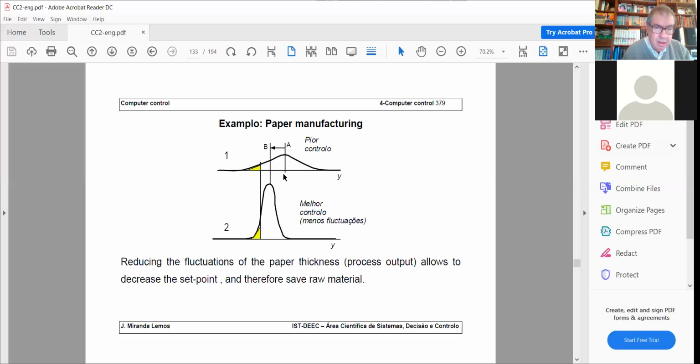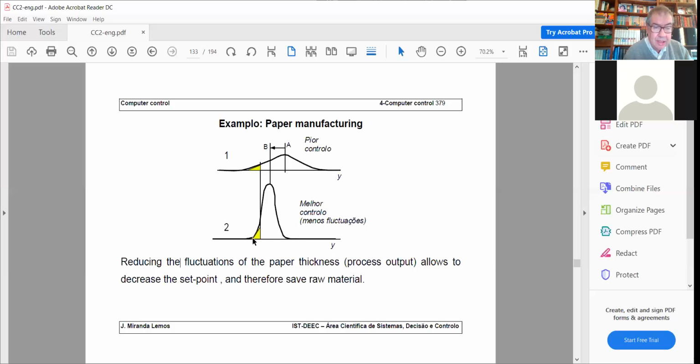So the worse your technology, the higher you will have to set your set point. Okay. Now, if you improve your control system, fluctuations will be smaller. So by still ensuring that you are producing paper within specifications 90% of the time, you can lower the set point to point B.